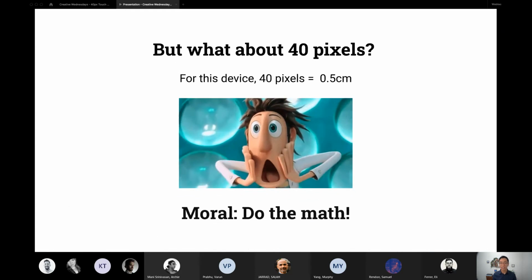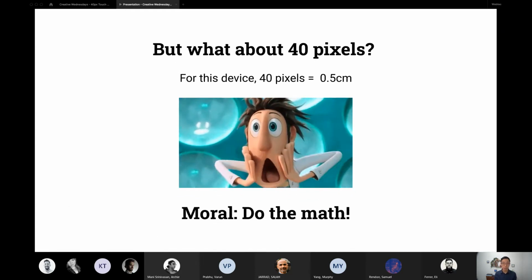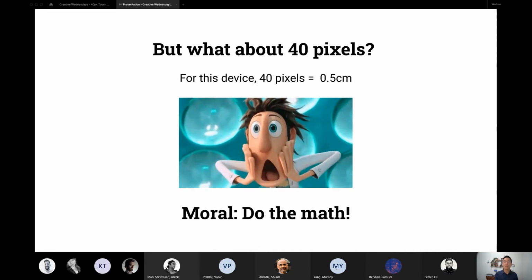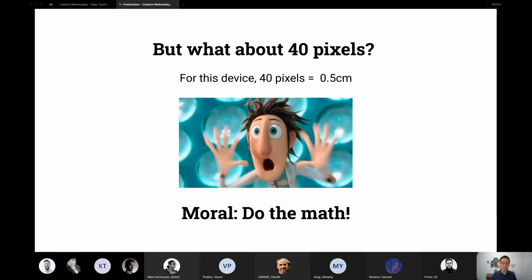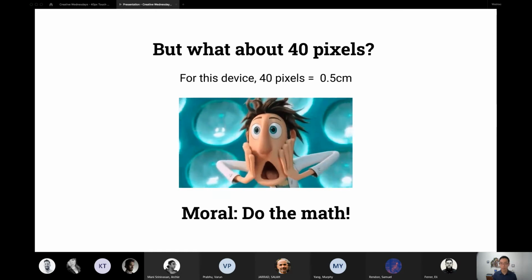So the moral of the story is it's worth doing the math. Do the math for your users, do the math for yourself so that you know that everything that you design is going to be appropriately interactable and ultimately lead to a great experience.